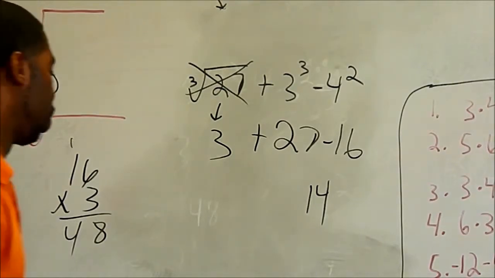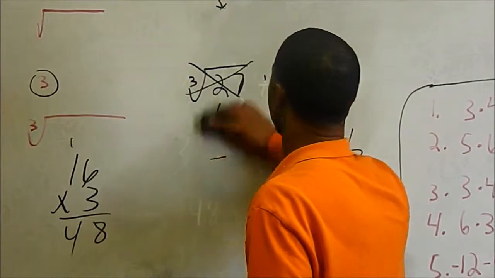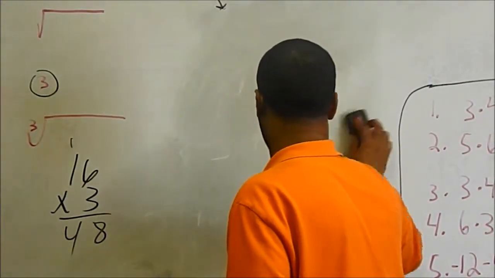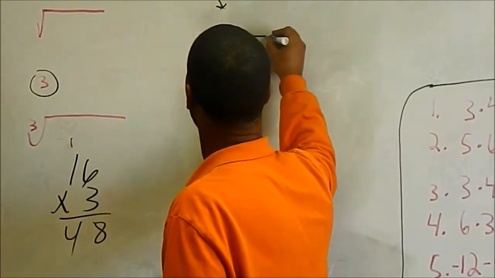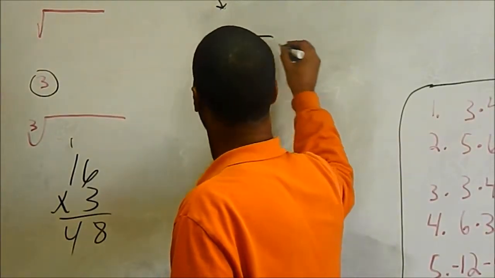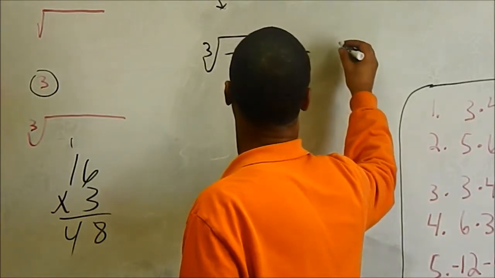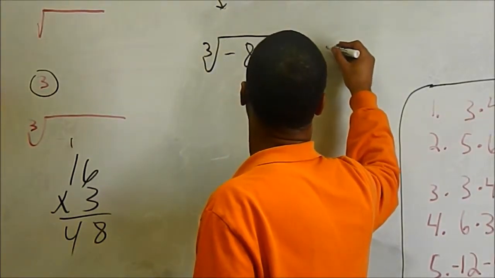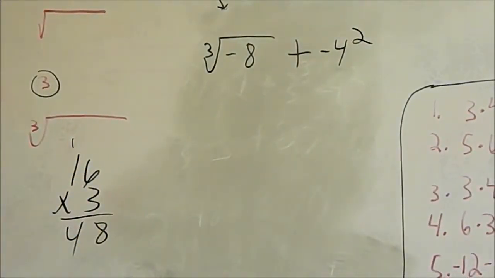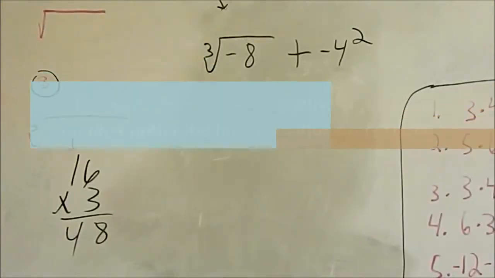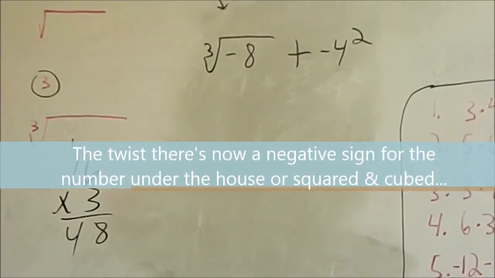Now, one other twist that they'll put on there is they may have something like this: the cube root of -8 plus -4 to the second power. The twist they're throwing in is they've now changed these signs into negatives when we're used to dealing with positives. Now, as you remember when we went over our integer math, right?